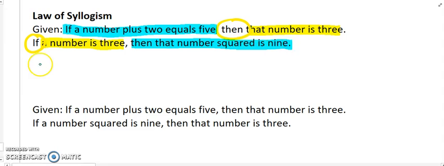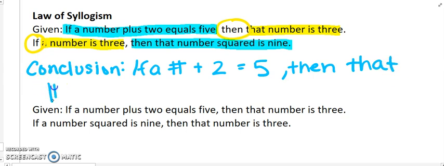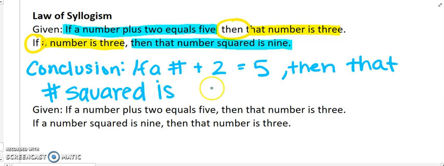So my conclusion here would be if a number plus 2 equals 5, and I'm abbreviating, and that's fine on your part. I would recommend not doing that on an assessment. However, it's always fine to use numbers instead of words unless you're actually writing a paper. So if a number plus 2 equals 5, then that number squared is 9. That's your conclusion, one if-then statement. Nothing that was repeated is in there.